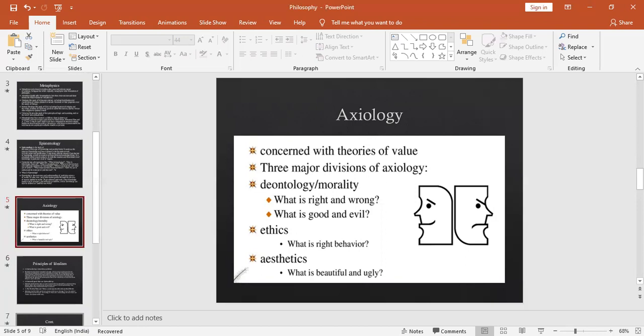And what is the other thing? Ethics. What is right behavior? You have to follow certain ethics. When you are in a classroom, you have to follow certain ethics. When you are in a meeting, you have to follow certain ethics. When you are in the exam hall, you have to follow certain ethics. Right behavior, right? And the third one is aesthetics.